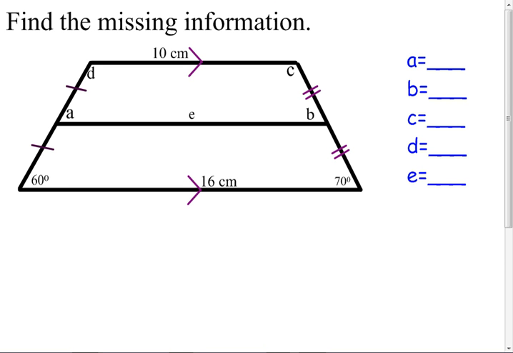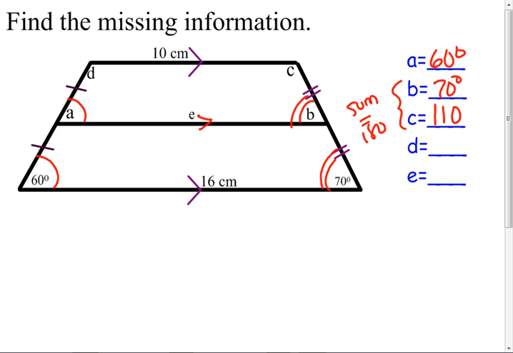So let's find some missing information. Okay. What's true about all three lines here? They are parallel. So then that means A corresponds to the 60 degrees. B corresponds to the 70 degrees. And do you remember what's true about B and C? They have to add up to 180 degrees. So B and C have to add to 180. So the measure of angle C is going to be 110.